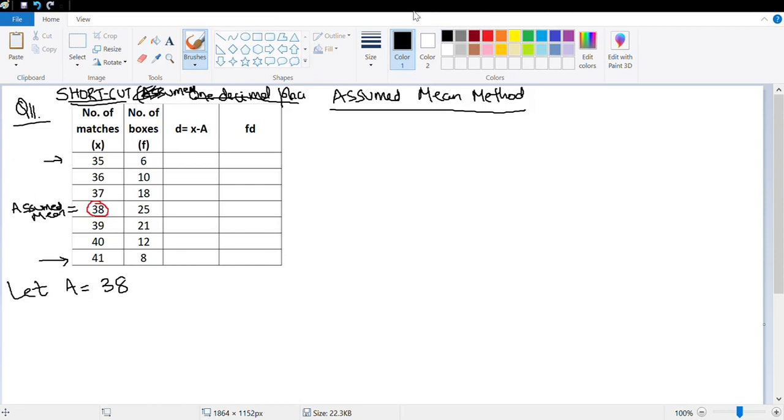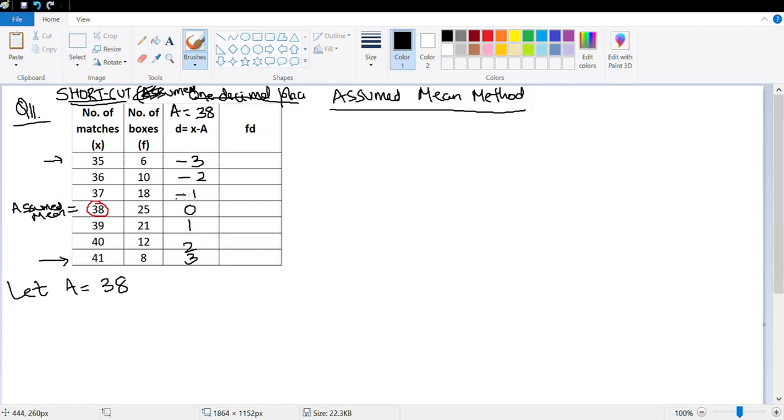Now the next step is to calculate the deviation from the assumed mean. This is known as the deviation, which you need to calculate from the assumed mean. So deviation is given by x minus A, and A is in this case 38. So we subtract. 35 minus 38 gives me negative 3. 36 minus 38, negative 2. This is negative 1, 0, 1, 2, 3.